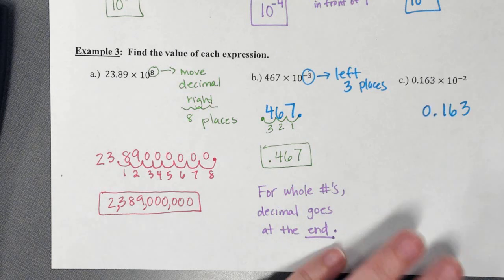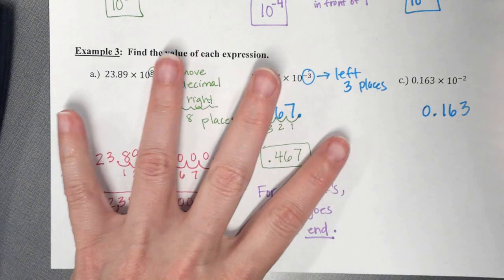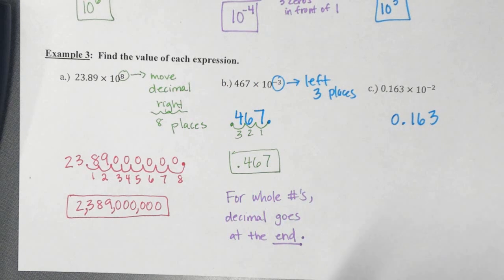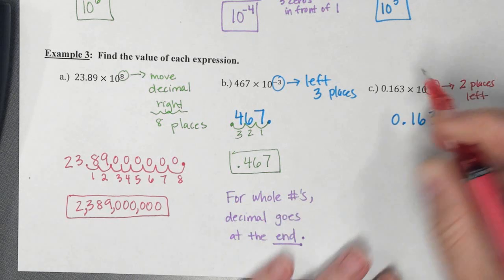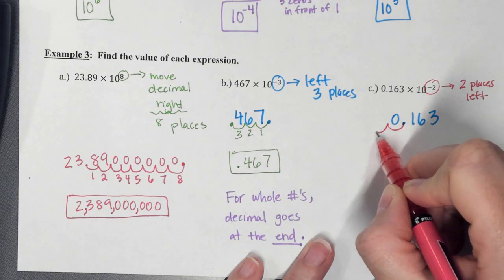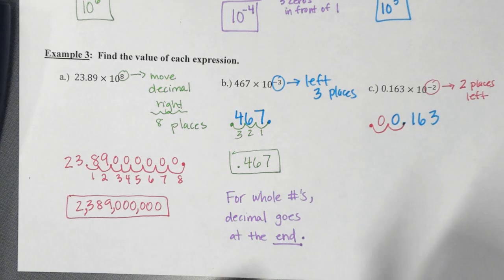So you have 0.163. Okay, so Avery, what does this -2 mean? What am I going to do with that decimal? Yep. So move 2 places left from where your decimal is. So I'm going to go 1, 2. Anytime you have an empty space, you're going to fill it with a 0.